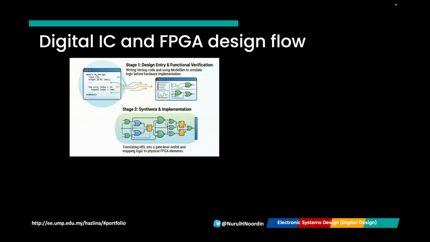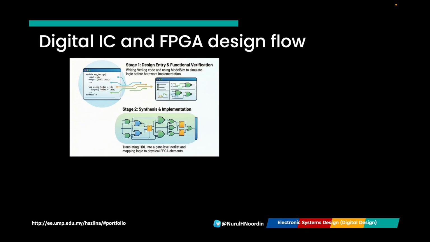In the next stage, step number 2, synthesis. In this stage, synthesis tools like Intel Quartus translate the high-level HDL code into a gate-level netlist. The synthesis engine automatically performs logic optimization, minimizing and simplifying redundant logic to reduce the physical area needed. And technology mapping, mapping the abstract logic to the specific hardware resources available on the target FPGA, such as the lookup tables, the LUTs, and flip-flops.